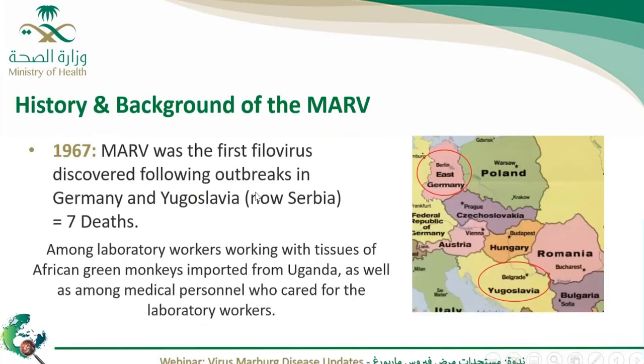So let's now explore further the history and background of the Marburg viruses. In 1967, the Marburg virus was the first filovirus discovered, following the outbreaks in Germany and Yugoslavia, which is now called Serbia. It led to 7 deaths. Particularly, it was an outbreak among laboratory workers working with the tissues of African green monkeys imported from Uganda, as well as among medical personnel who were providing care for those infected cases.